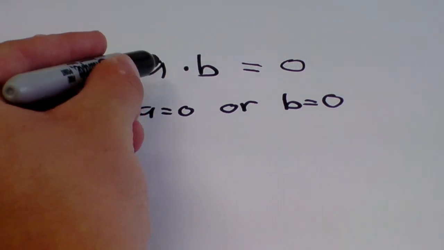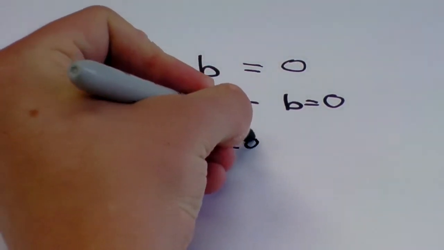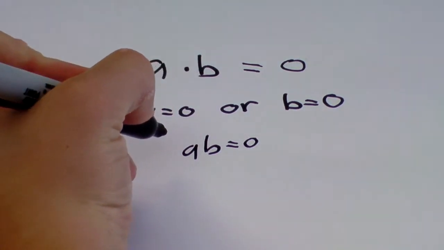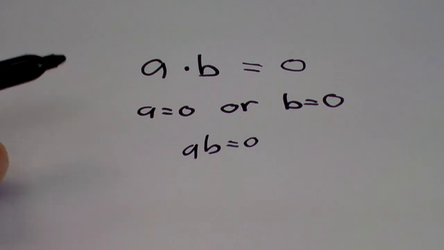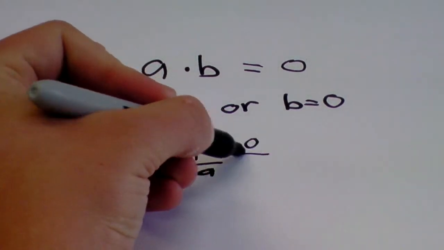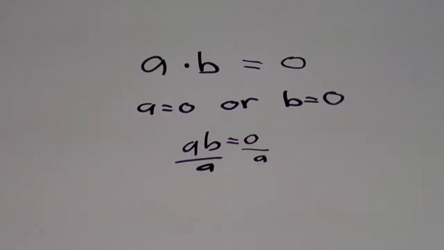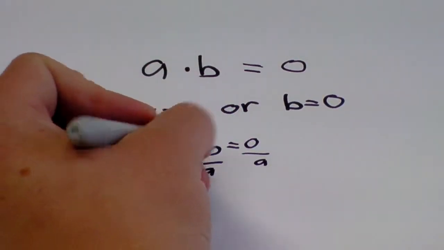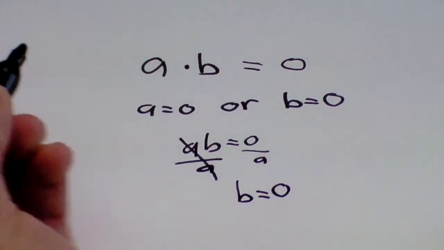Okay, so what I said was that if a is not 0, then b has to equal 0. Well, I have ab equals 0, and let's just assume a is not 0, because what we're trying to prove is that if a isn't 0, b has to equal 0. Let's just divide both sides by a, and we can do that since we've assumed a is not 0. And what do we get? This cancels. 0 over a is 0, so we get b equals 0.